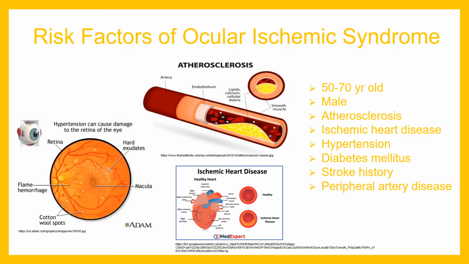Risk factors for an individual developing ocular ischemic syndrome include being 50 to 70 years old. Males have a disproportionate predilection for ocular ischemic syndrome. Atherosclerosis, ischemic heart disease, hypertension, and diabetes, as well as stroke history and peripheral artery disease, can also give rise to ocular ischemic syndrome later on.